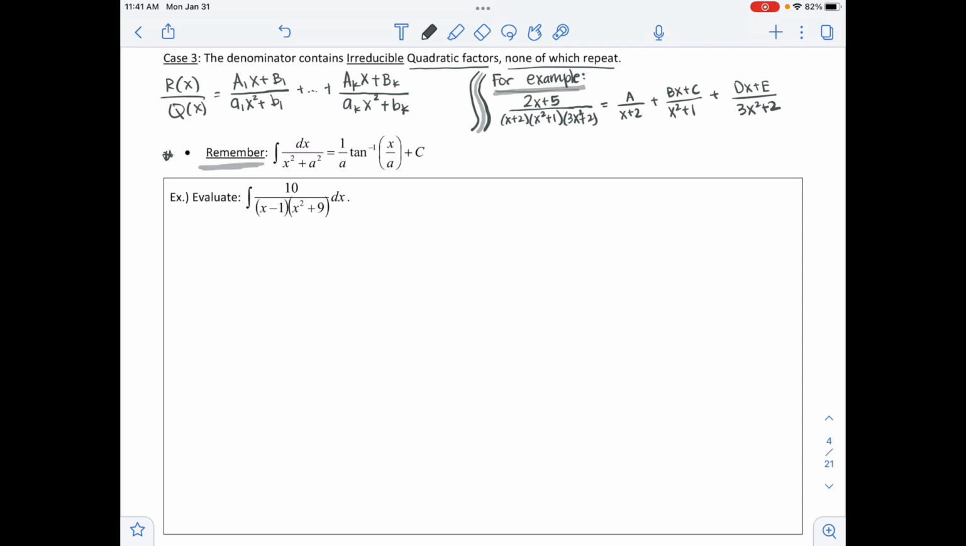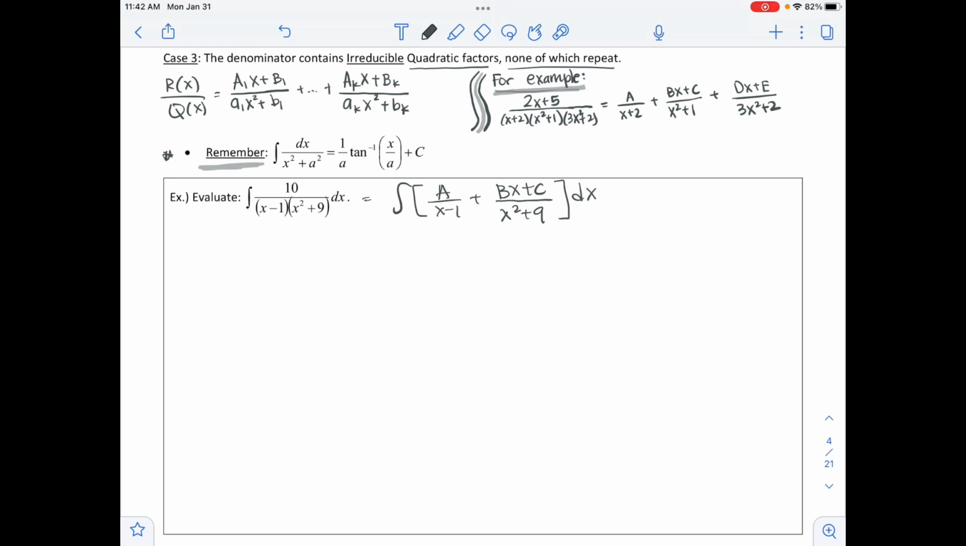So we have an example right below this that says evaluate the integral of 10 over (x minus 1) times (x squared plus 9) dx. So first thing to note is that your denominator is factored already. We have a linear factor, and then we also have an irreducible quadratic factor since x squared plus 9 cannot factor any farther. And so this would be able to be rewritten as the integral of, since x minus 1 is linear, just a over x minus 1 plus, and then since our second factor is quadratic, we're going to have bx plus c, in that numerator a linear factor, over x squared plus 9, dx.